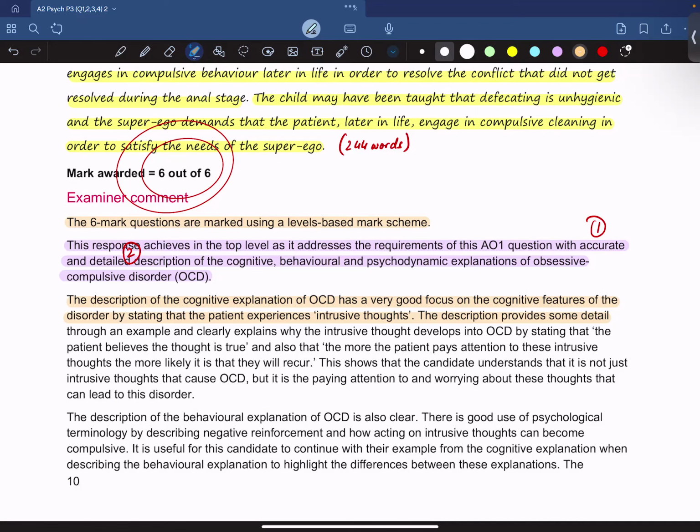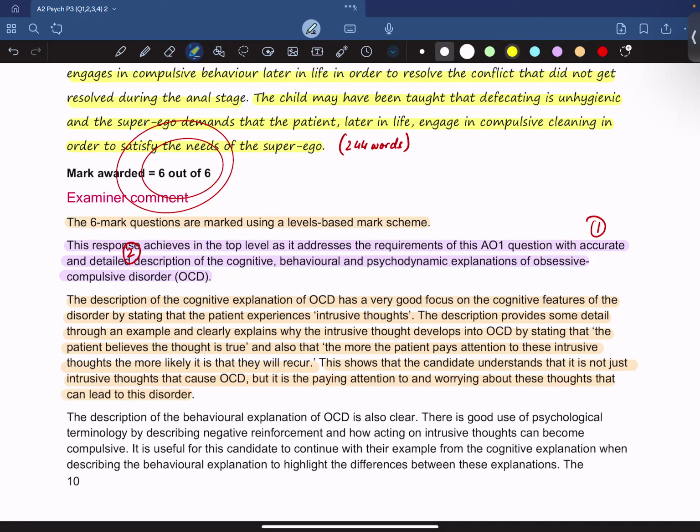The description provides some detail through an example and clearly explains why the intrusive thoughts develop into OCD by stating that the patient believes that the thought is true, and also that the more the patient pays attention to these intrusive thoughts, the more likely it is that they will reoccur. This shows the candidate understands that it is not just intrusive thoughts that cause OCD, but it is the paying attention to and worrying about these thoughts that can lead to disorder.